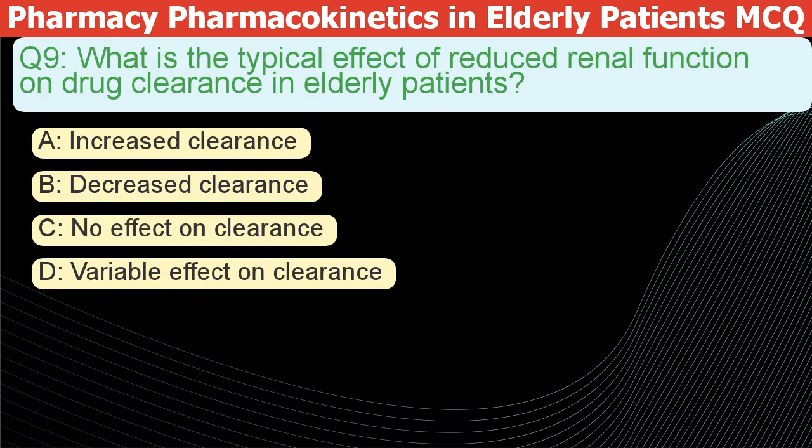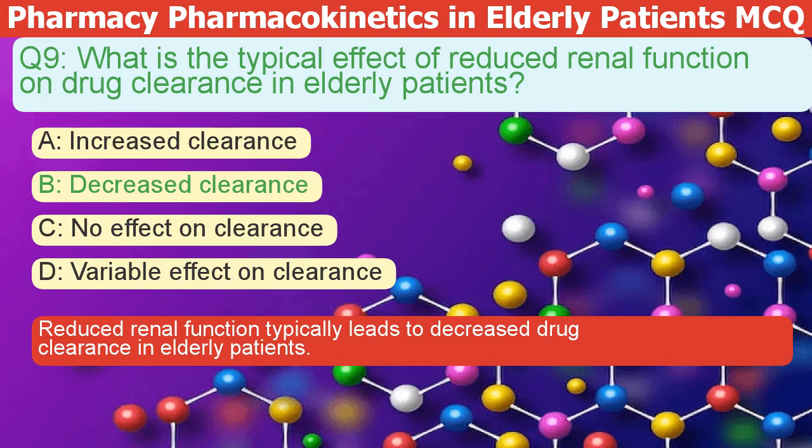What is the typical effect of reduced kidney function on how the body gets rid of drugs in older adults? A. Increased clearance. B. Decreased clearance. C. No effect on clearance. D. Variable effect on clearance. The correct answer is B. Reduced renal function typically leads to decreased drug clearance in elderly patients.